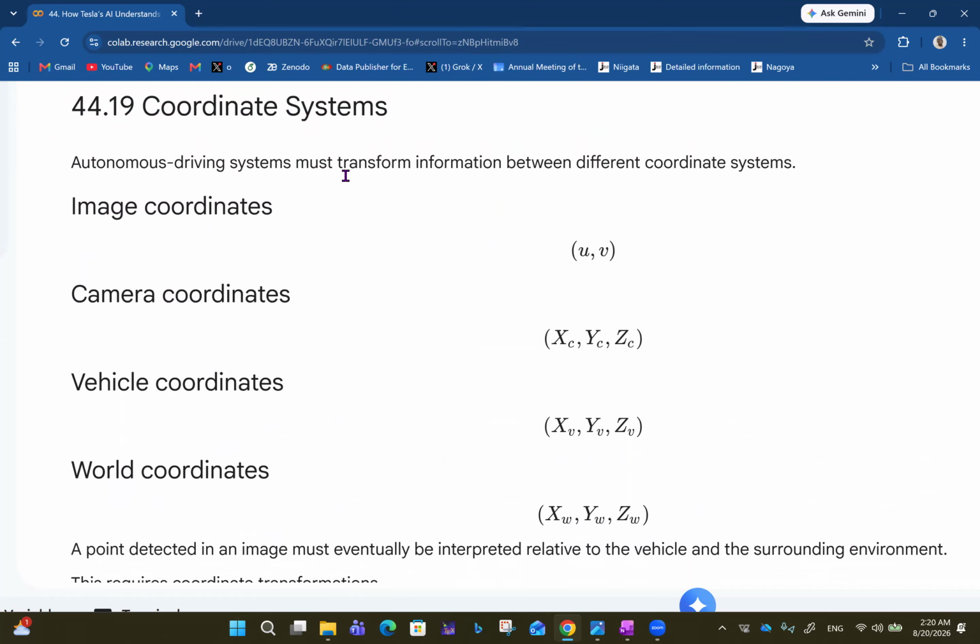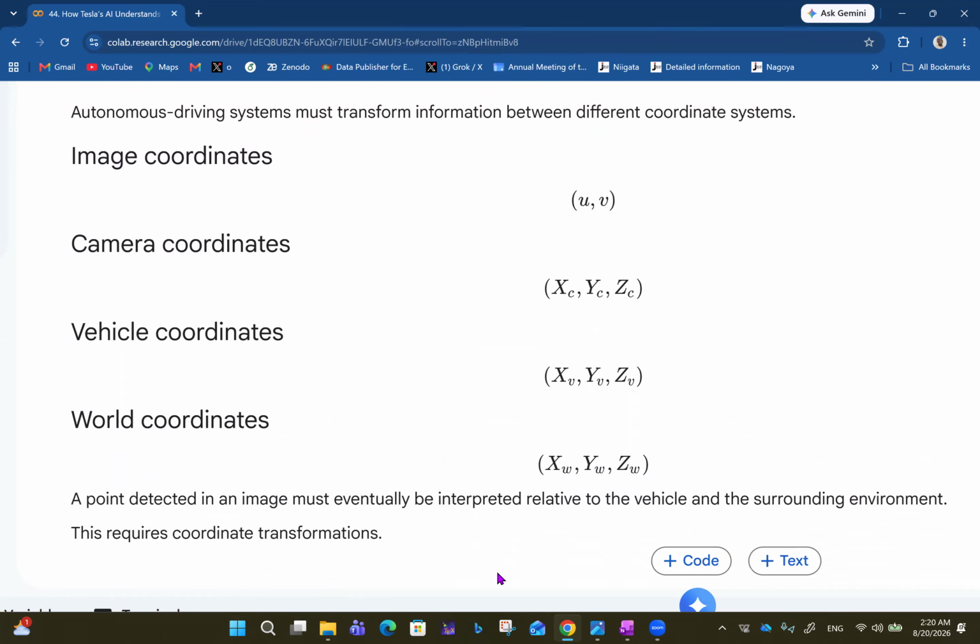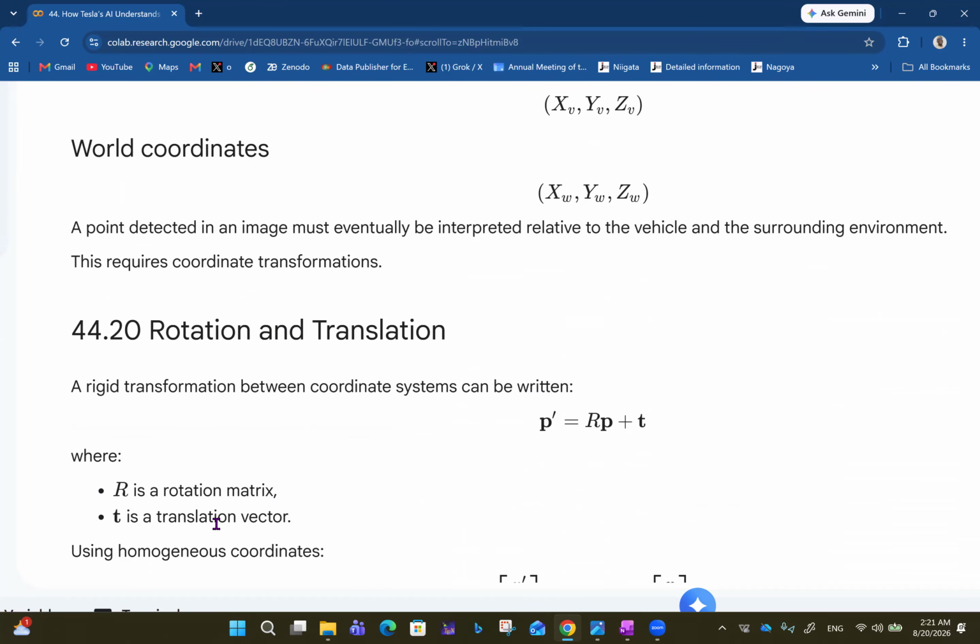So talking about coordinate systems now, autonomous driving systems must transform information between different coordinate systems. Image coordinates, you have UV; camera coordinates, Xc, Yc, Zc; vehicle coordinates, Xv, Yv, Zv; world coordinates now, you have Xw, Yw, Zw. So you have many things running together. A point detected in an image must eventually be interpreted relative to the vehicle and the surrounding environment. So this requires coordinate transformations.